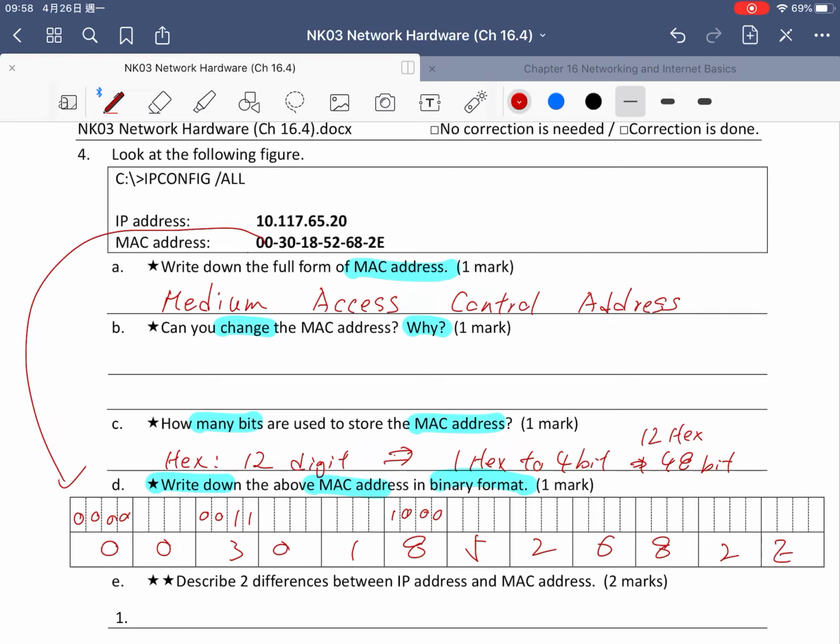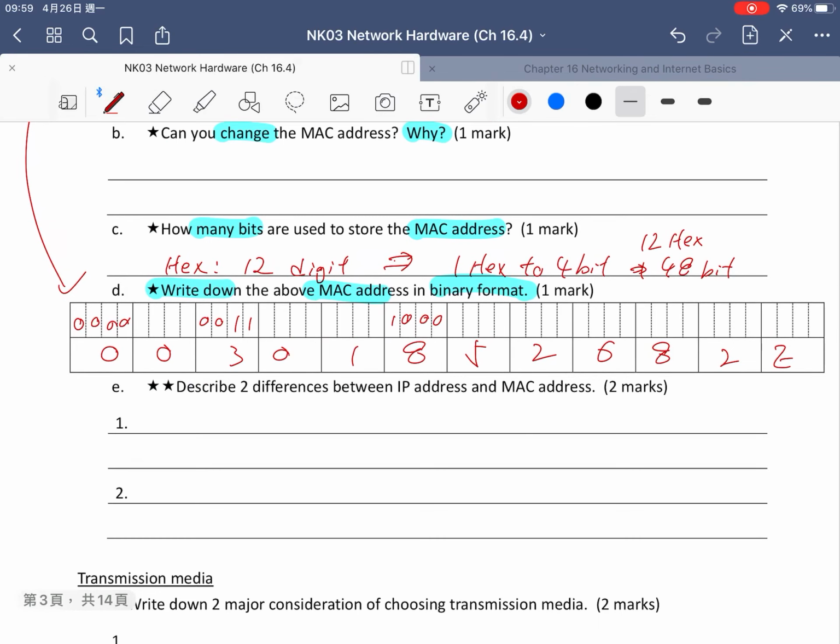So you have to do it yourself. Then describe 2 differences between IP address and MAC address. Okay, IP address it is 32-bit, MAC address 48, and IP address it can be changed.